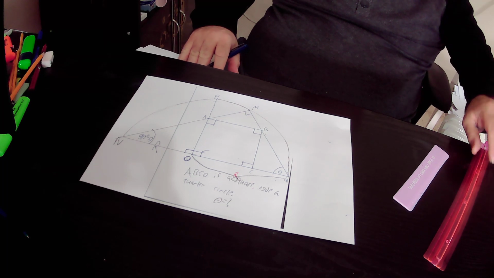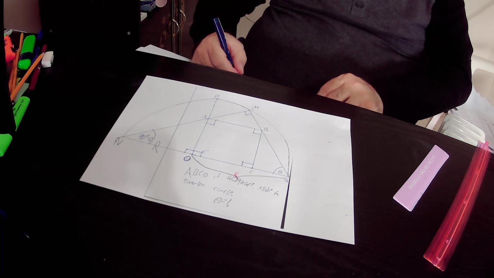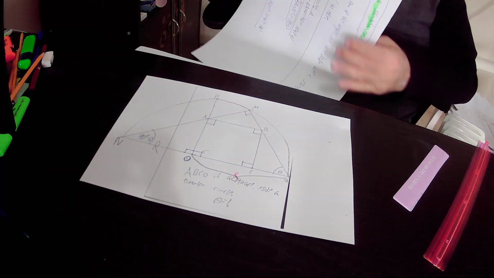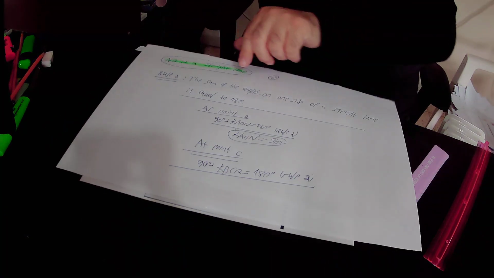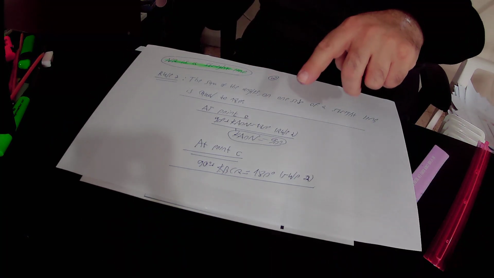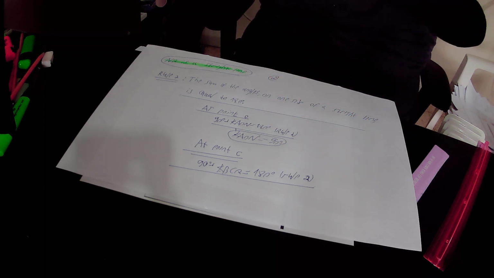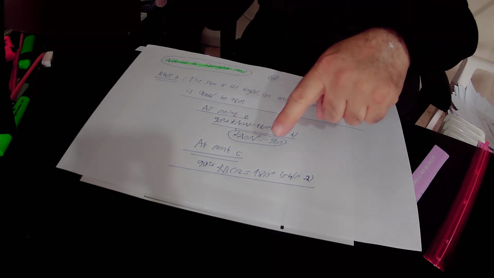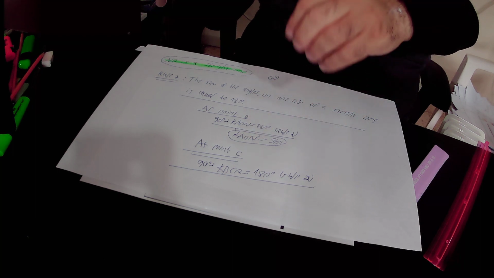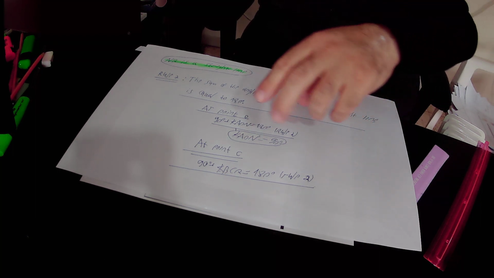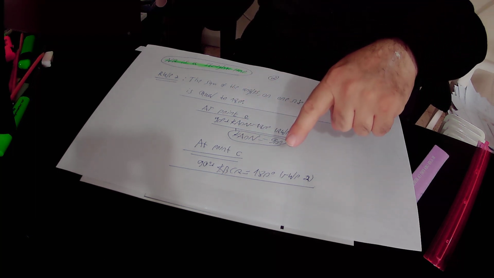I'll repeat again. On the upper side of the straight line NQ at point C, the sum of the angles must be equal to 180 degrees. Which angles do we have at point C? We have 90 degrees, and we also have angle BCQ. And according to rule number 2, the sum of those two angles must be equal to 180 degrees.